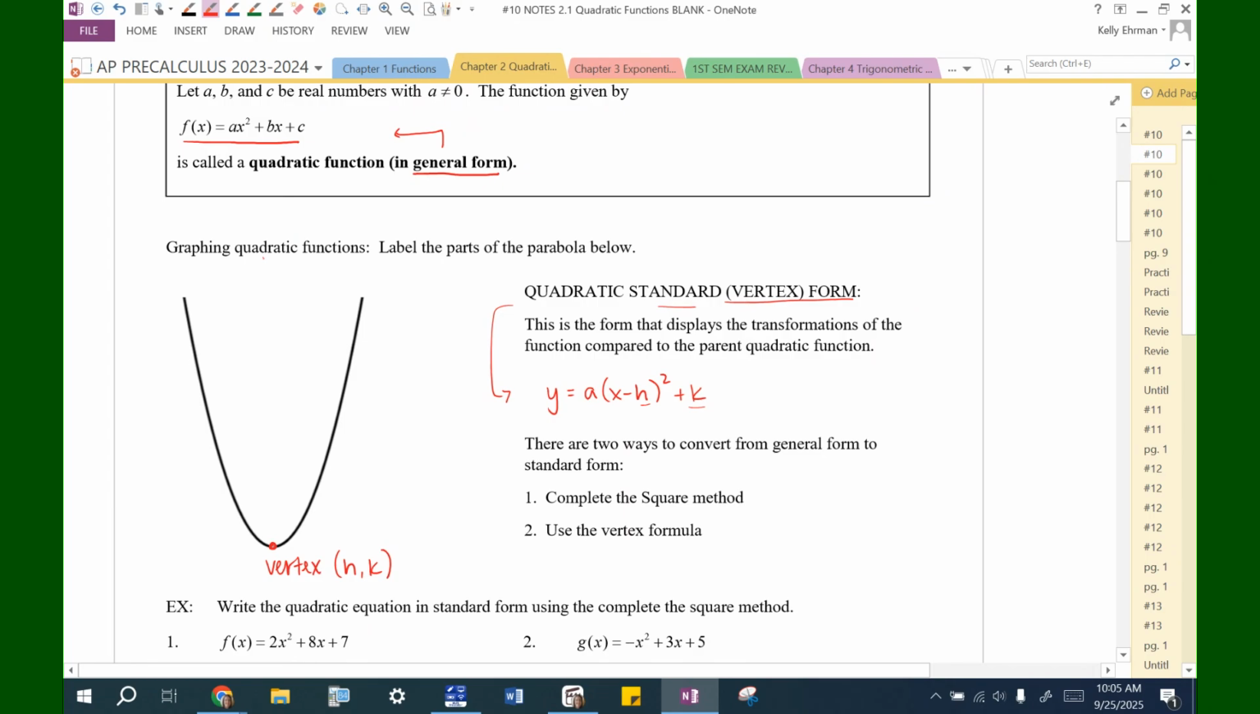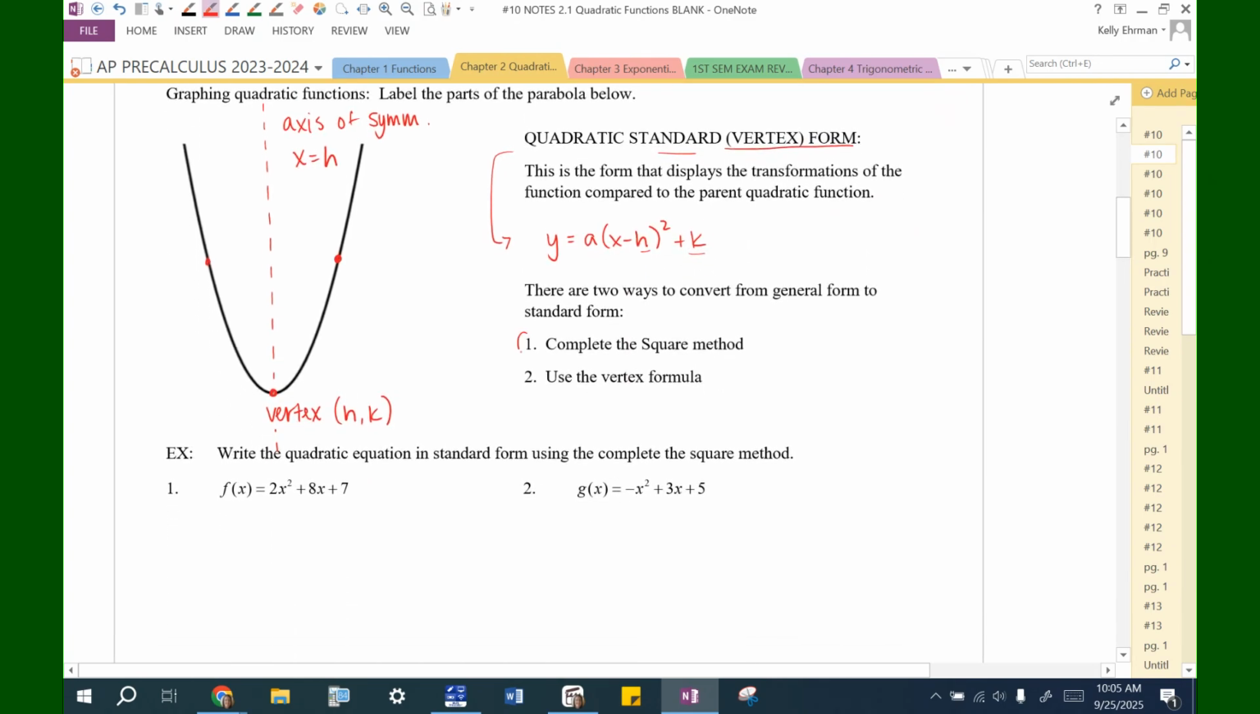There's also on a parabola something called the axis of symmetry. The axis of symmetry would always be x equals h because it's a vertical line that goes through h in the vertex. This is helpful because if you're graphing a parabola, you can easily plot a point here and then reflect across the axis of symmetry. There are two ways to convert from a general form equation like this into a vertex form so you can more easily see the vertex.